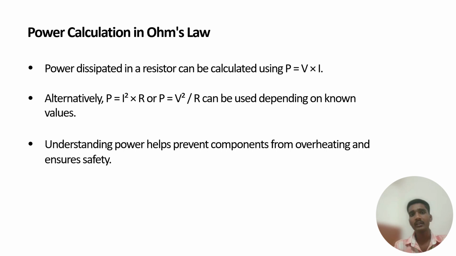Power dissipated in a resistor can be calculated by using P = V × I. Alternately, P = I² × R, or P = V²/R can be used depending on known values. Understanding power helps prevent components from overheating and ensures safety.